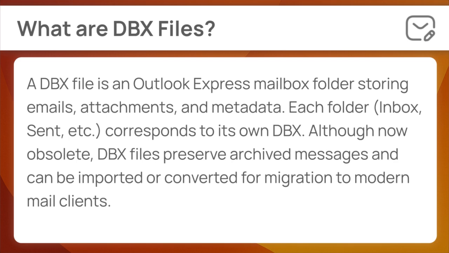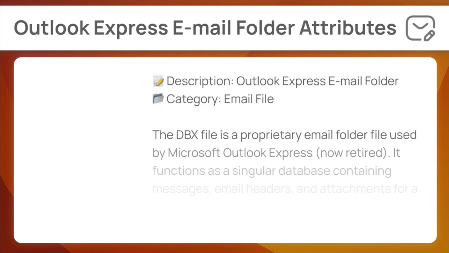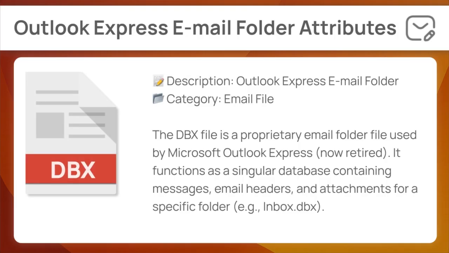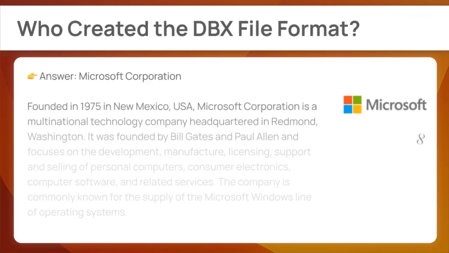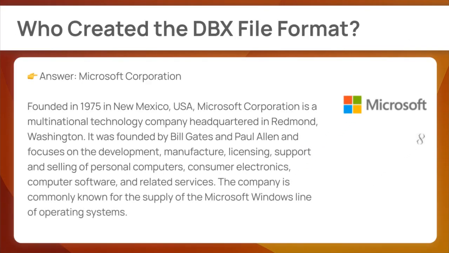The DBX file is a proprietary email folder file used by Microsoft Outlook Express, now retired. It functions as a singular database containing messages, email headers, and attachments for a specific folder, e.g. Inbox DBX. Developed by Microsoft, the format is closed source and uses an internal index structure. Its primary design challenge is data integrity. If the file exceeds a certain size or is improperly closed, the entire folder can become corrupt, making all emails within it inaccessible without specialized recovery tools.